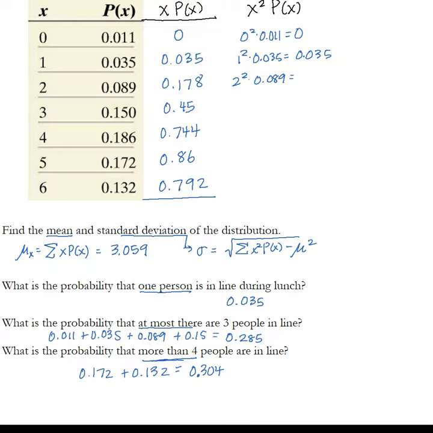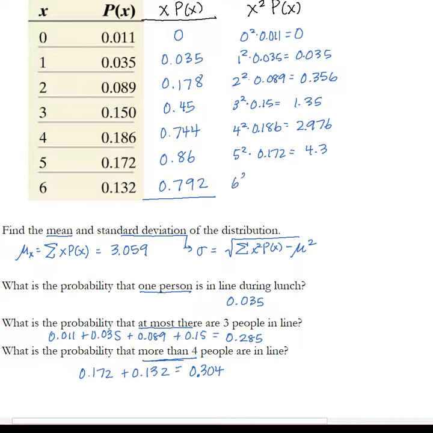2 squared times 0.089 is 0.356. 3 squared, 9 times 0.15 is 1.35. 4 squared times 0.186 is 2.976. 5 squared times 0.172 is 4.3, and 6 squared times 0.132 is 4.752. So now we want to add those up to get the sum of x squared times the probability of x.